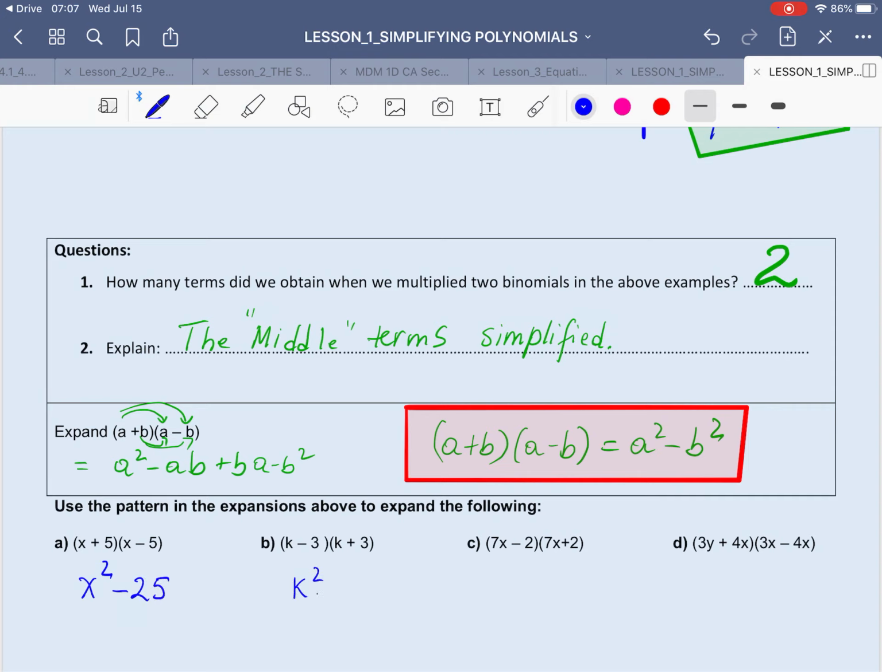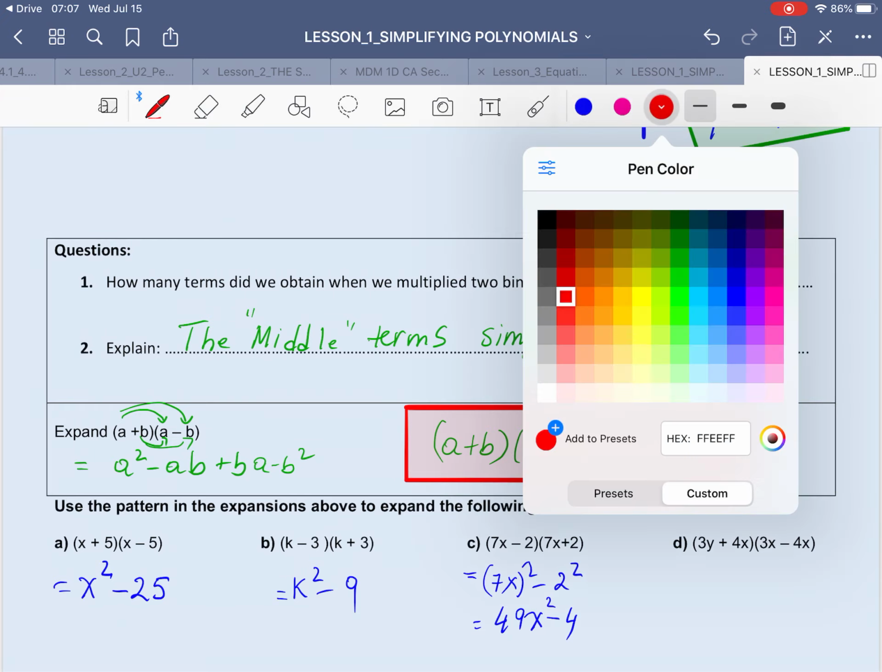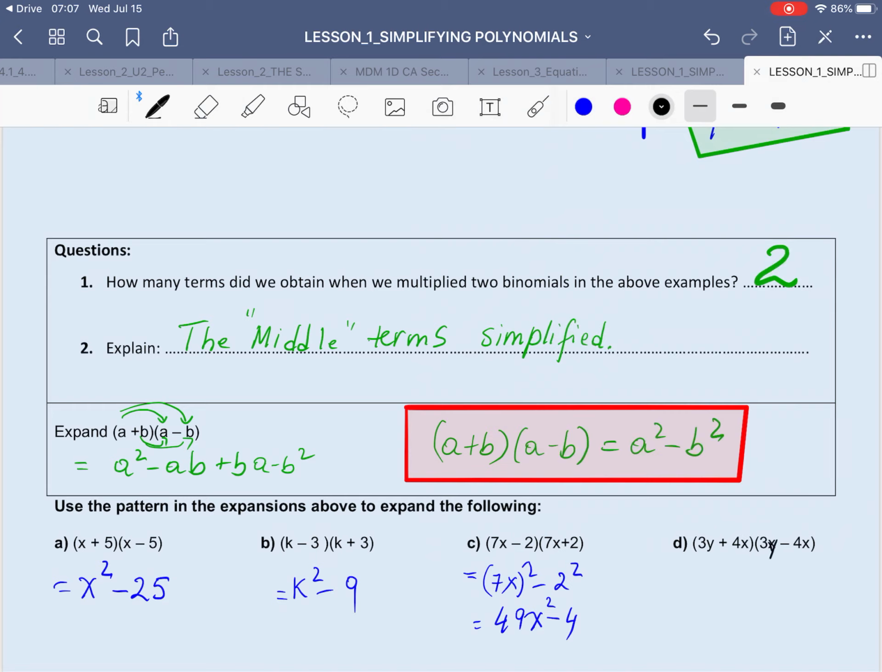k minus 3, k plus 3, k squared minus 9. 7x minus 2, 7x plus 2. So it would be 7x squared minus 2 squared. So that makes 49x squared minus 4. And last, 3y plus 4x, and this must be y, by the way, sorry about that. 3y minus 4x, and we're going to say that we have 3y squared minus 4x squared. So that's 9y squared minus 16x squared.